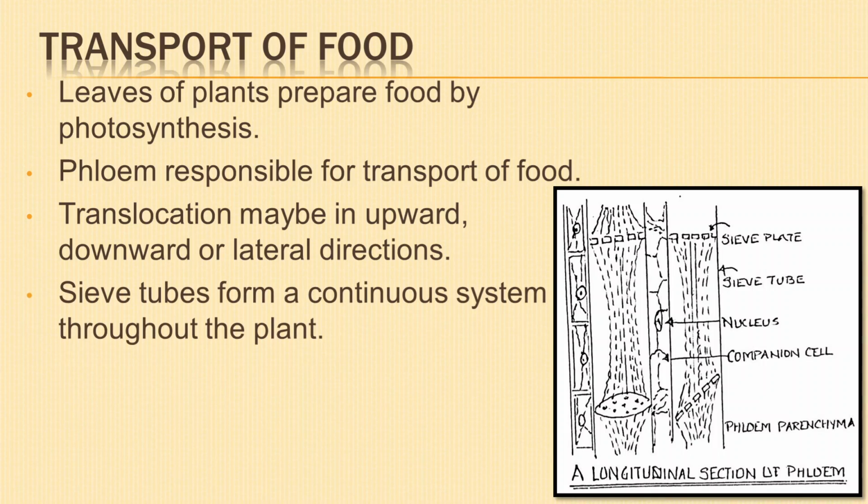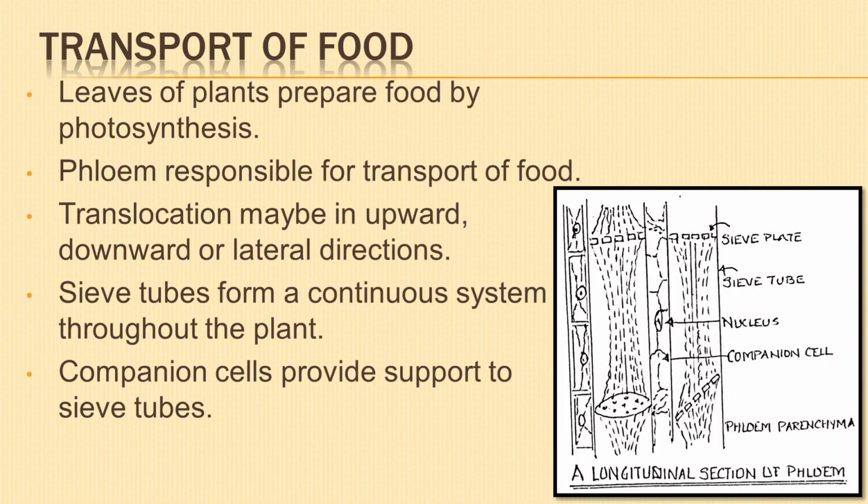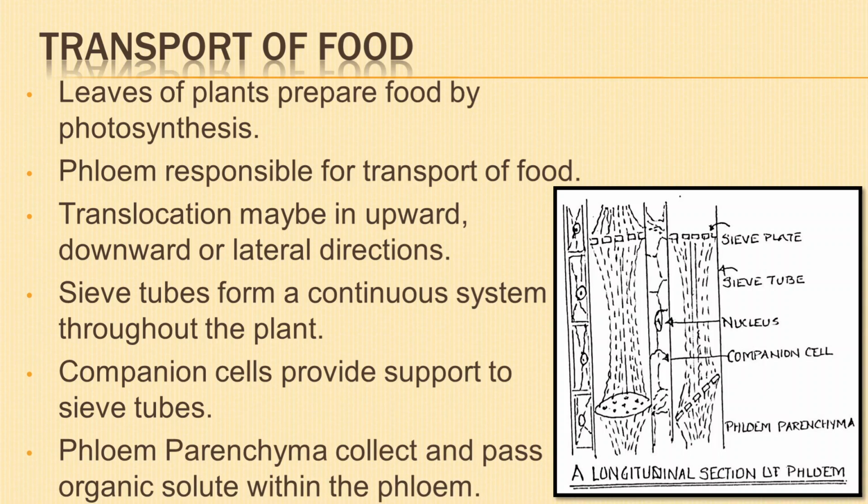Sieve tubes of phloem are arranged in such a way that they form a continuous system throughout the plant. Companion cells provide metabolic support to the sieve tube. Phloem parenchyma is responsible for collection and passing organic solute within the phloem.